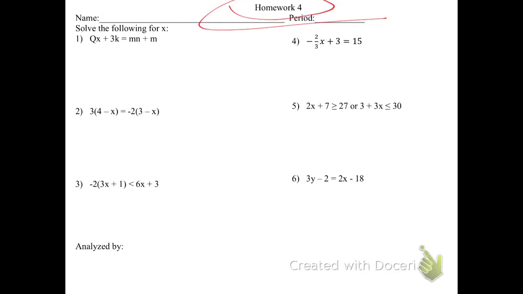Okay, on all these you're just solving for x, so get x by itself. That's your job. So number 1 here: I need to get x by itself. It's right here, but it's got this ridiculous 3k and this q in the way. So let's get rid of those. I highly recommend working it from the outside in. The 3k is farther away from the x than the q, so I'll get rid of the 3k first. Subtract 3k on both sides.